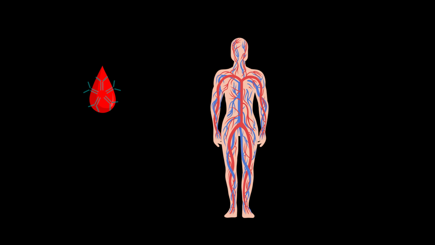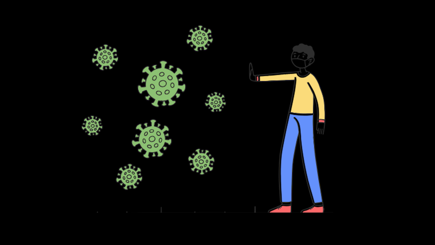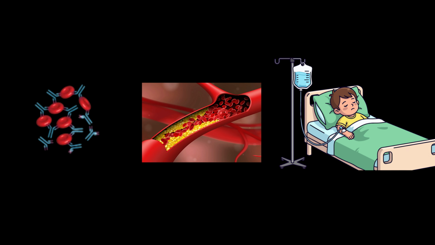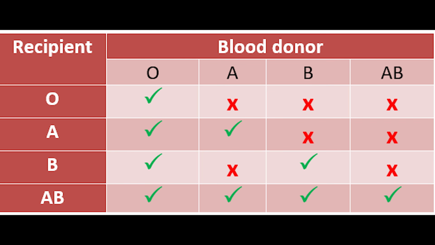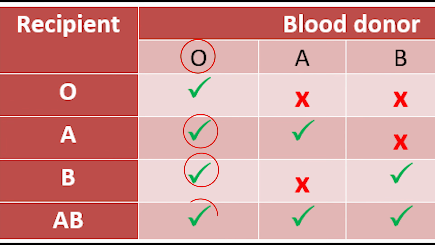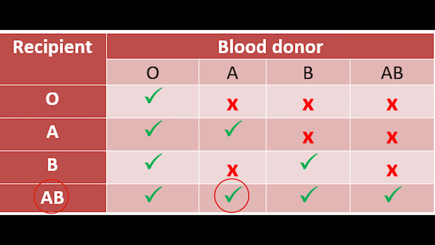This pattern is crucial for transfusions. If you receive blood with antigens your antibodies don't like, your immune system will destroy those red blood cells. This can cause clumping, block vessels, and become life-threatening within minutes. So here's the safe donor chart. Type O can donate to A, B, AB, O, universal donor. Type AB can receive from A, B, AB, O, universal recipient.